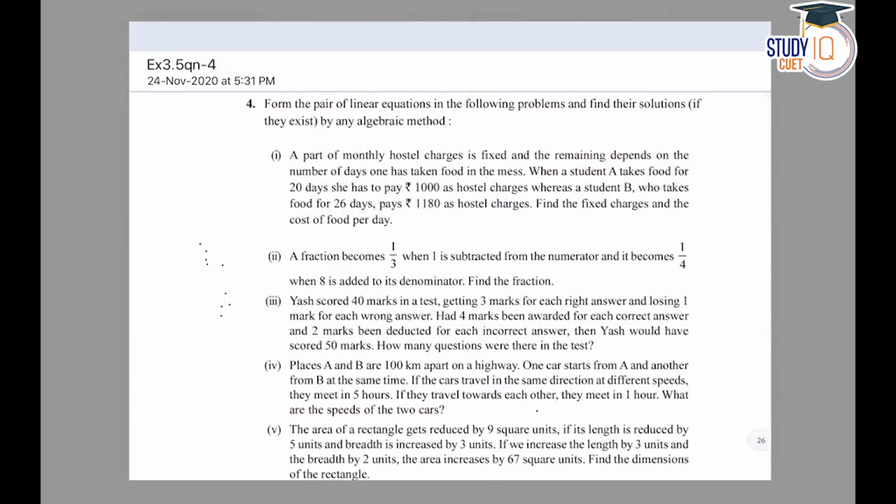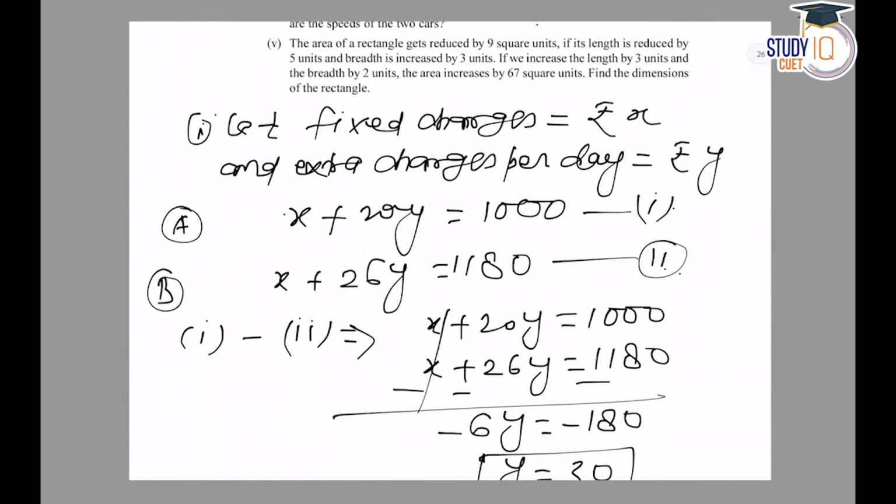Now see the last part. The area of a rectangle gets reduced by 9 square units if its length is reduced by 5 units and breadth is increased by 3 units. If we increase the length by 3 units and breadth by 2 units, then the area increases by 67 square units. Then find the dimensions of the rectangle.